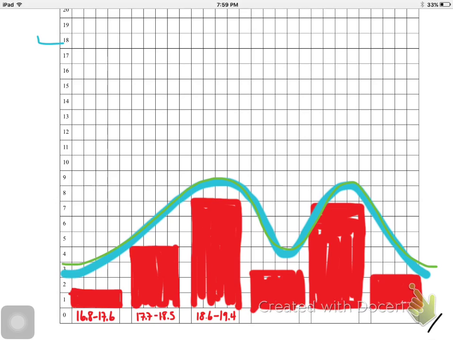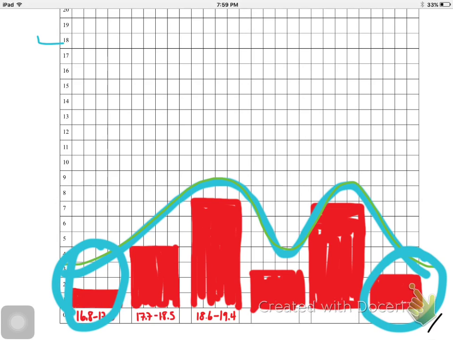At what values do you find the smallest number of measurements? So here, looking at this graph of my sample made-up data, where do I find the smallest number of individuals with those measurements? We'll give somebody else a chance. Go for it, Jordan. 16.8 to 17.6. And this top one, which I didn't even name. Those are the smallest ones. Very, very many of you, I would imagine, have the smallest number of individuals at the ends.